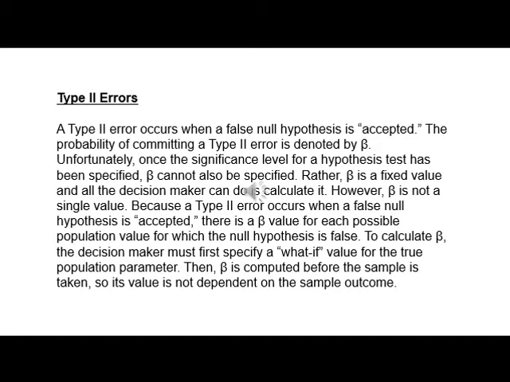To calculate beta, the decision maker must first specify a what-if value for the true population parameter. Then, beta is computed before the sample is taken, so its value is not dependent on the sample outcome.